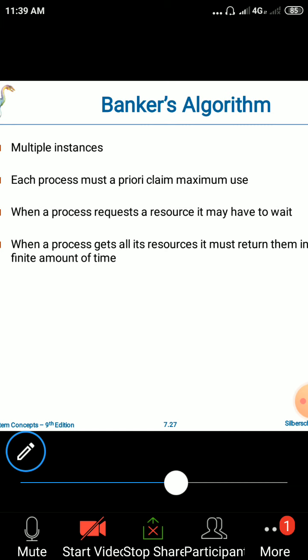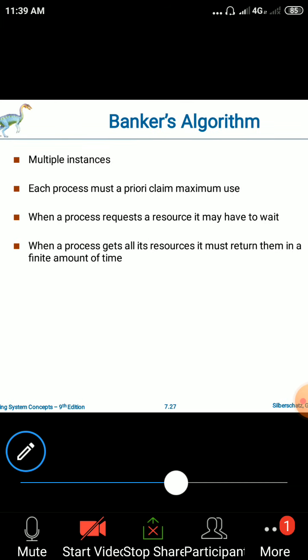Understood? So when the process gets all its resources, then it can complete its execution. After completion of its execution, it must return all the resources in a finite amount of time. So this is the main requirement for the Banker's algorithm.